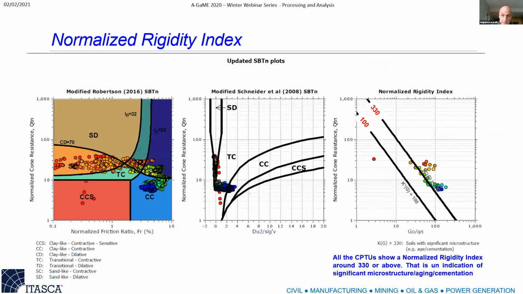In particular, something that we need to keep in mind is once we plot the shear wave velocity in the normalized rigidity index here on the right, once you have this Kg, which is the ratio between G0 and the normalized cone resistance, if we are in this range above 330, it means that the soil presents significant microstructure, aging and cementation, which is good, obviously, for the site response, but it's difficult to capture by the CPT. So that's why, in general, for this type of soil, the CPTs provide, let's say, a lower evaluation, lower estimate.